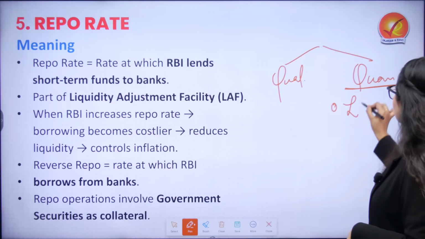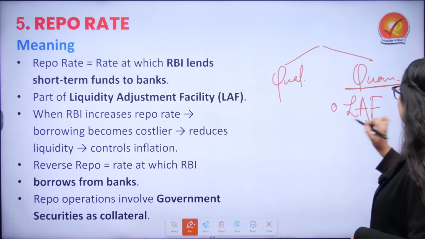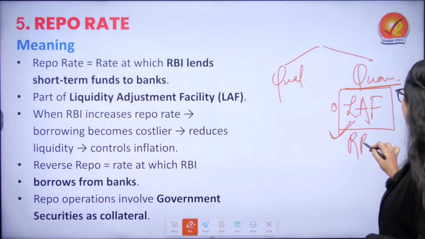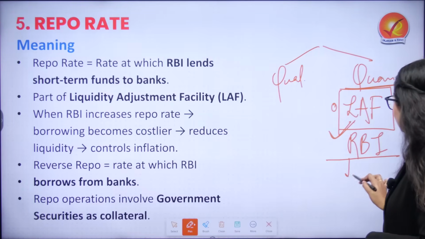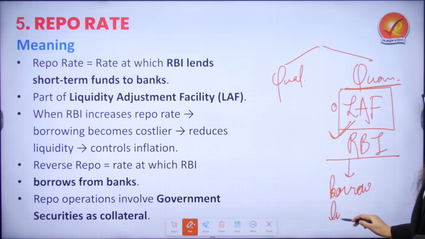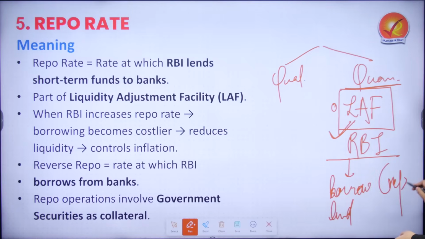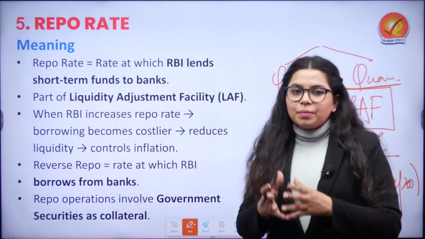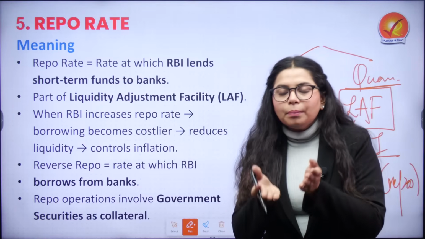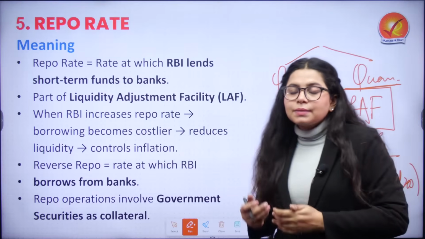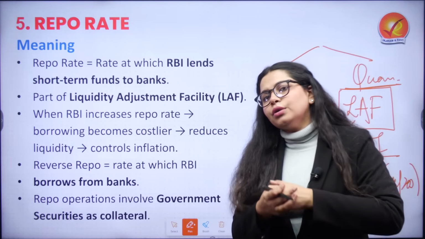In quantitative tools, we have another segment, that is the liquidity adjustment facility, which is given by RBI to banks so that they can borrow from RBI or give money to RBI to park their funds, and that is done through repos. What are repos? Repurchase agreements. Now, if the RBI is giving money to the bank, then that can be done through repos, and if RBI is parking the bank's funds, that is done through reverse repo.